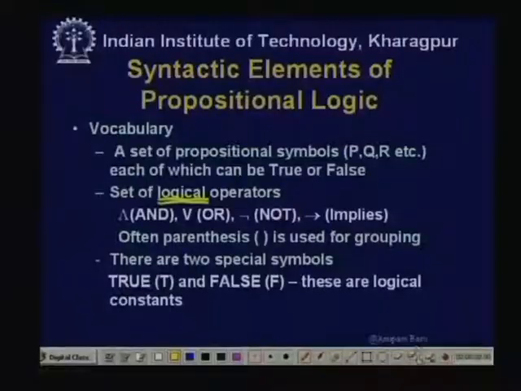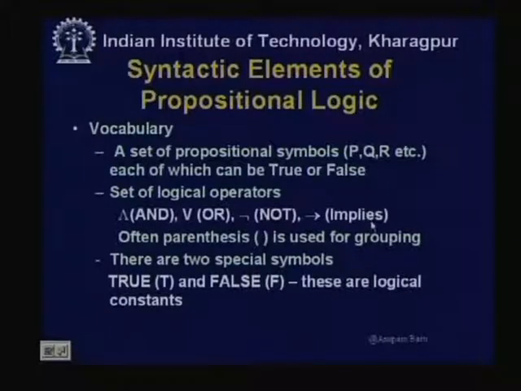Now, we can have, say, and, or, not and implies. These are the basic four logical operators that are used in propositional logic. Often parenthesis is also used for grouping. There are two special symbols, true and false. Basically, these are logical constants.